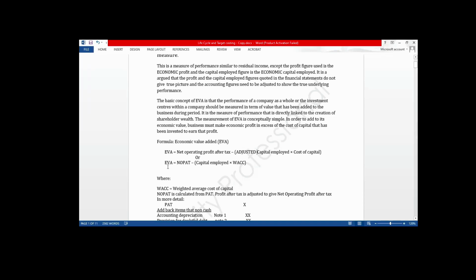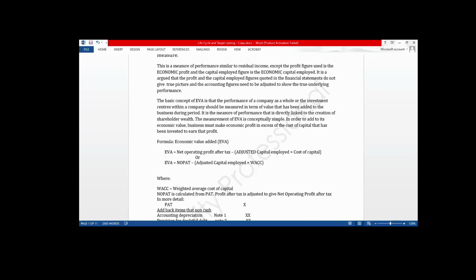Or you can use the abbreviation. The economic value added is calculated as NOPAT, net operating profit after tax, minus adjusted capital employed multiplied by the weighted average cost of capital. Now, this is the formula for calculating economic value added.